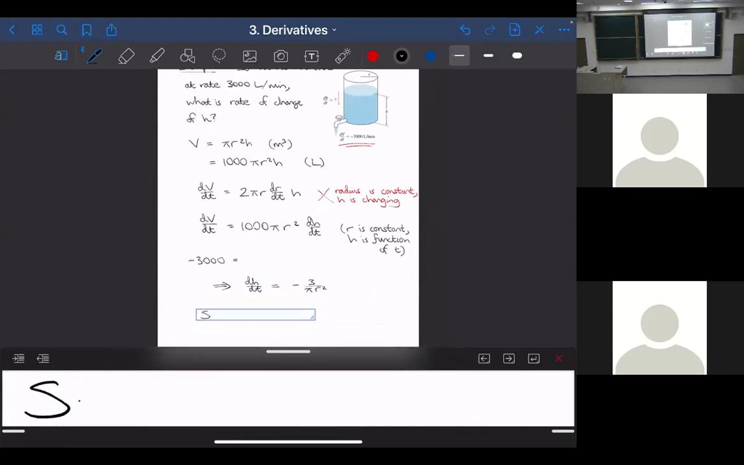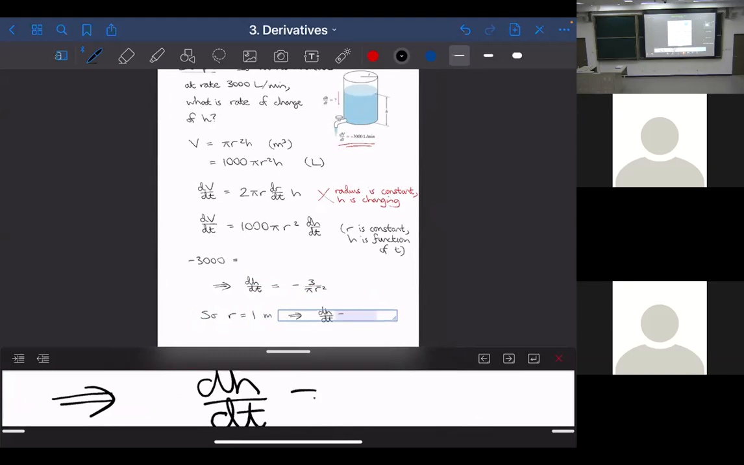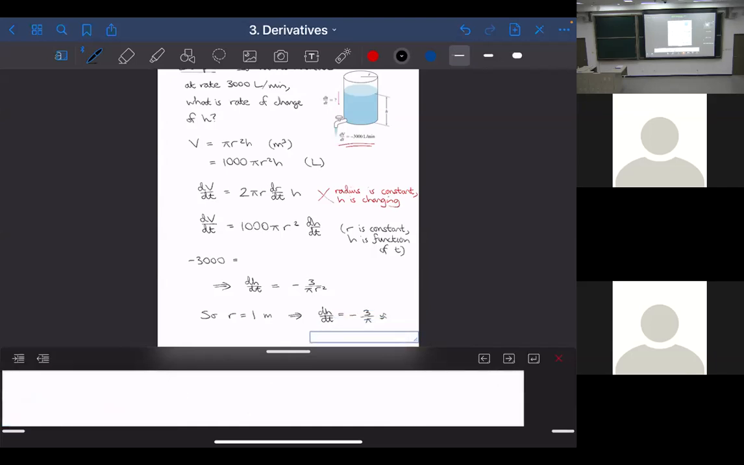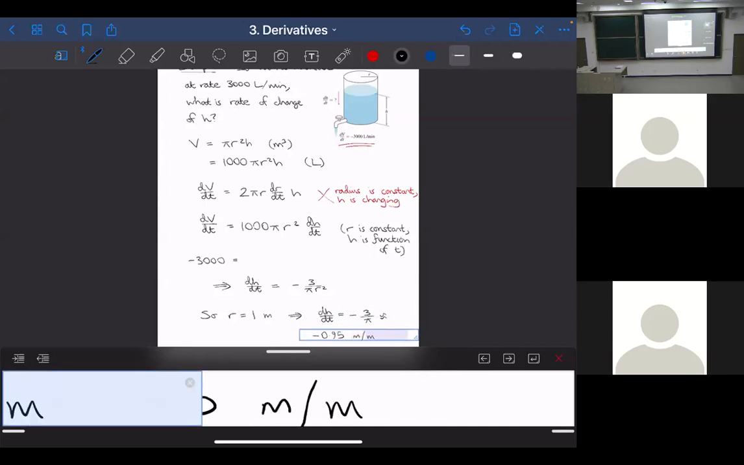So let's say the radius is equal to 1 meter. Then dH by dt is minus 3 over pi. And so if you calculate that, it's approximately a rate of decrease of 0.95 meters per minute.